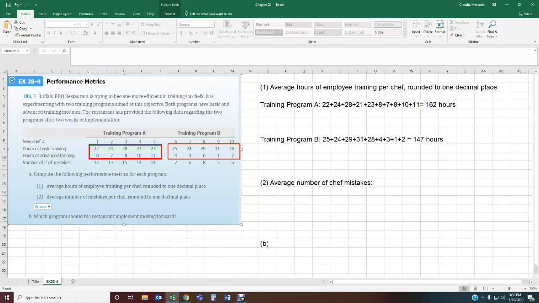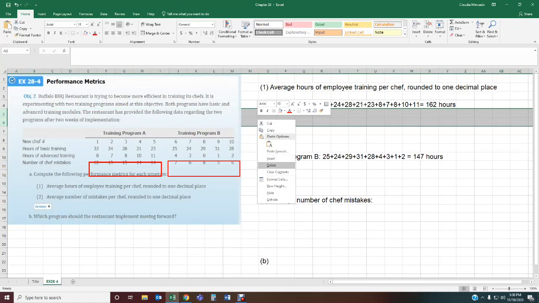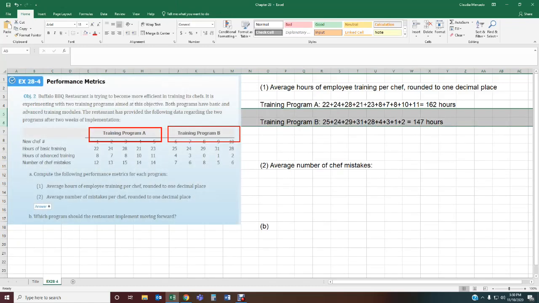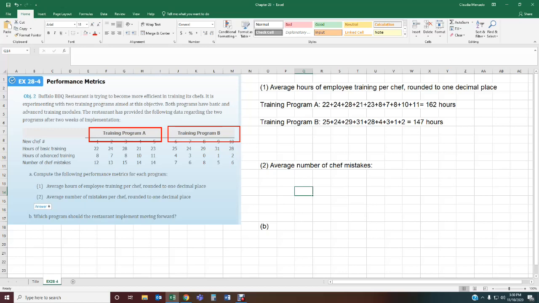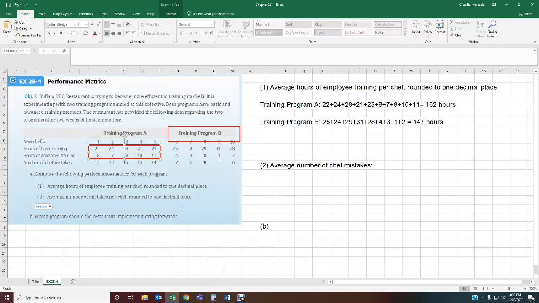Well, no, I don't have to do that. I'll just do it down here. Let me just delete this, that way I'll just keep it separate. Oh, instead of deleting, I edit. Here we go. So for letter A, the average hours of employee training per chef.